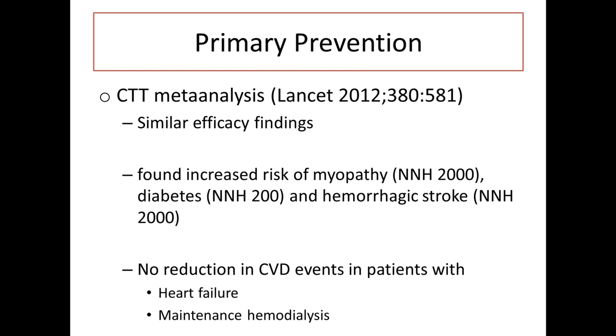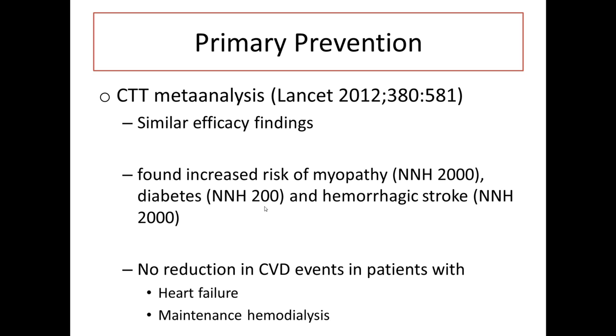There was another meta-analysis published in Lancet in 2012, the Cholesterol Treatment Trialists' meta-analysis, and it found similar efficacy findings to the Cochrane meta-analysis. They did find, though, increased risk of myopathy in patients on statins with a number needed to harm of 2,000. They found diabetes like the Cochrane review did with a number needed to harm of 200. Remember that number needed to harm in the Cochrane was 99. And they found an increased risk of hemorrhagic stroke, again with a number needed to harm of 2,000.